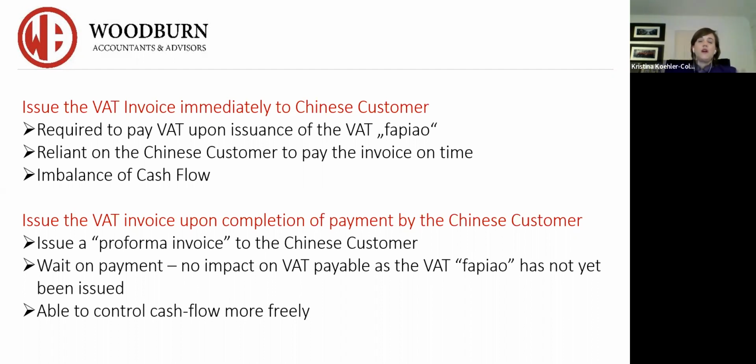Now, what do I mean by this? Your options are the following. You can say to a customer, I'm going to issue the Fapiao immediately. I'm going to give it to you, the customer, and now you have to pay me. The question is, what are your payment terms? Are your payment terms immediate, within 14 days, within 30 days, within 60 days, 90 days, 180 days? What are your payment terms? But keep in mind, the minute that you issue that VAT Fapiao, you are VAT liable. It's gone into your VAT software system and been recorded, regardless of receiving any money from your customers.